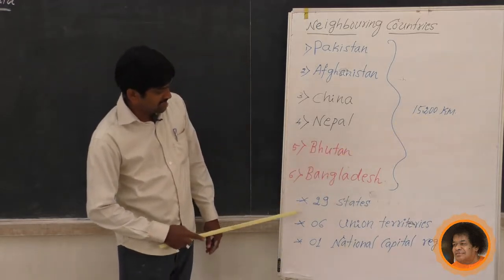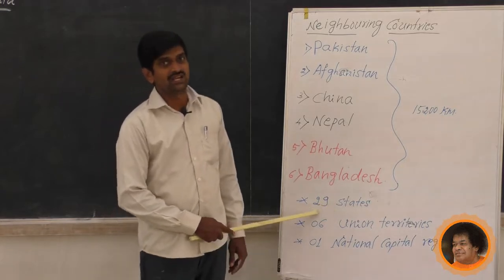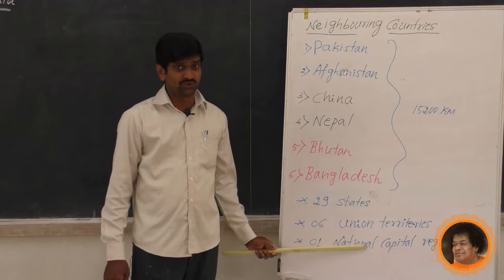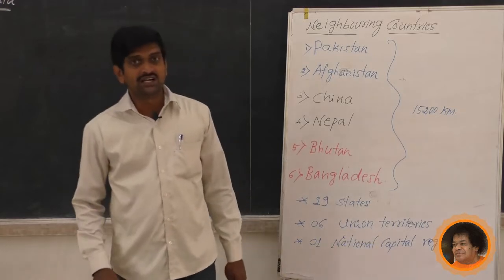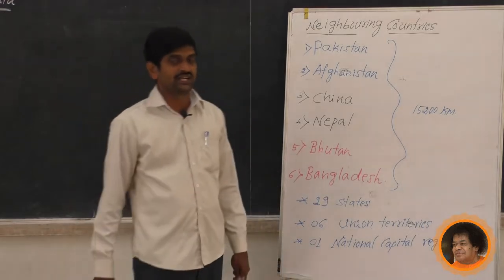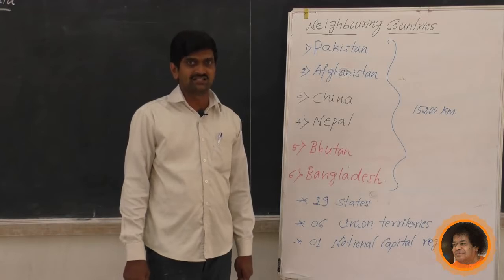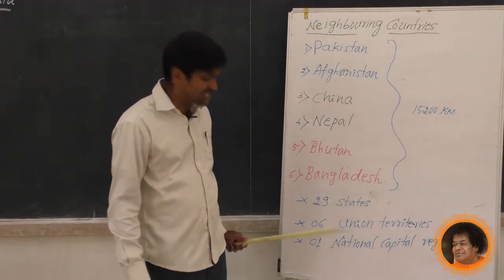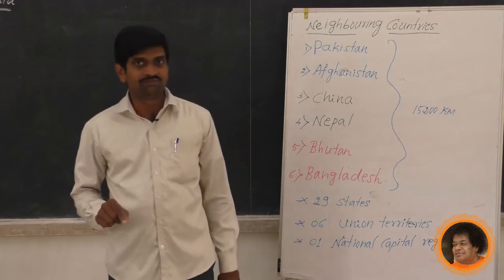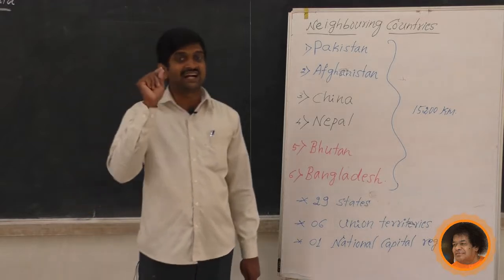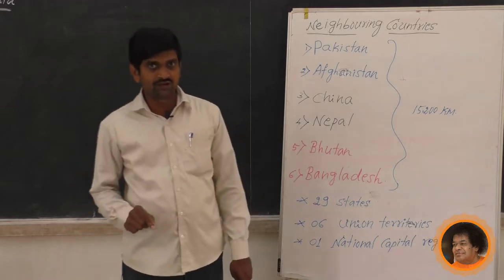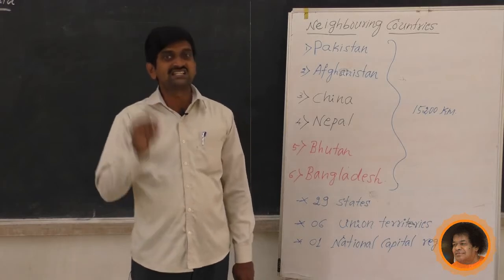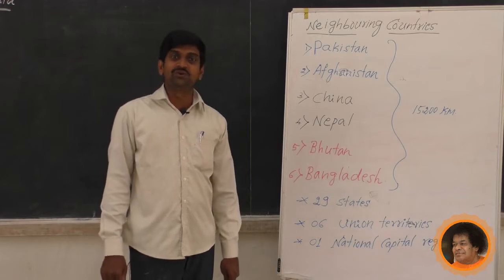If you see here, there are 29 states in India, and 6 union territories. In your textbook it is mentioned as 6, but last year 2 more union territories were added, that is Jammu Kashmir and Ladakh. The others are Diu Daman, Dadra and Nagar Haveli, Lakshadweep, Pondicherry, Andaman Nicobar and Chandigarh. So these are the 8 union territories.